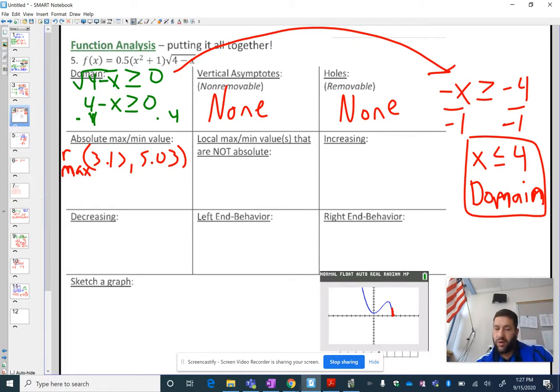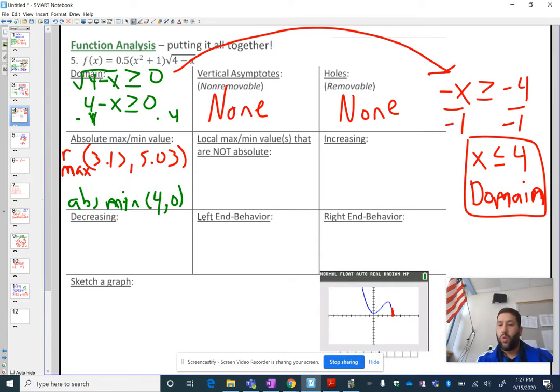Okay, if we look at our graph again, we can find an absolute minimum at the point of 4, 0.